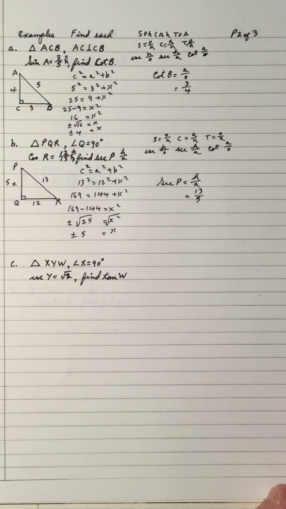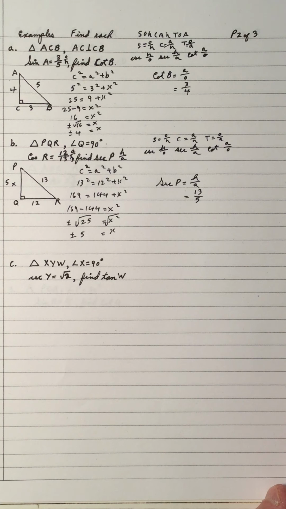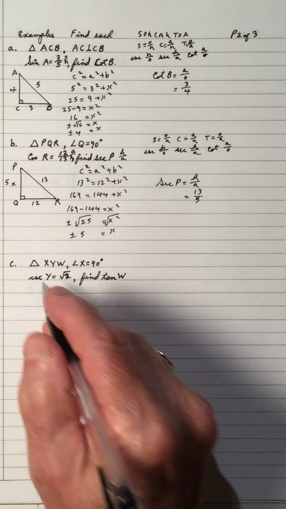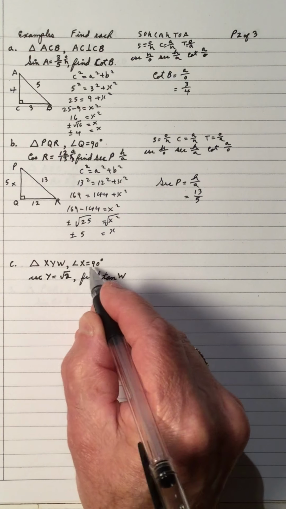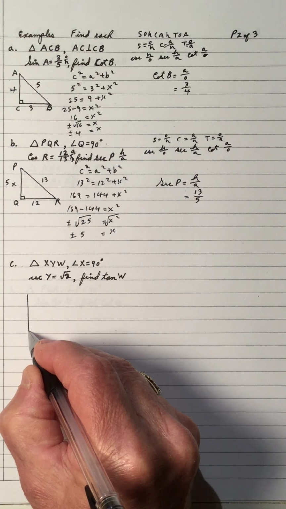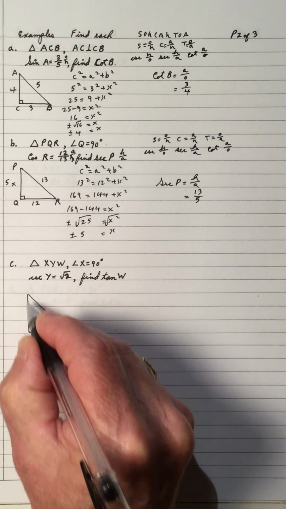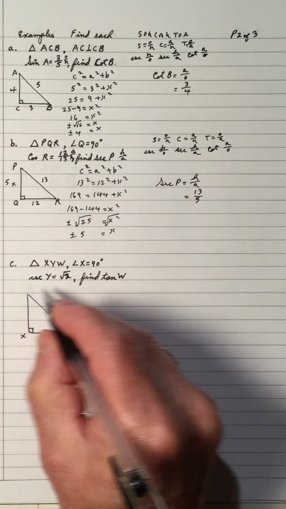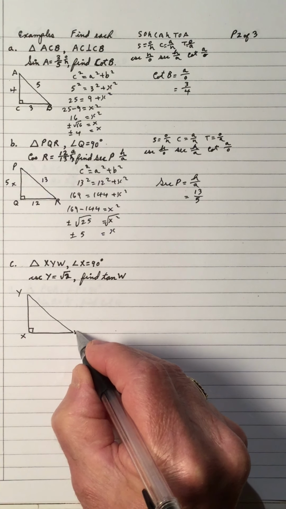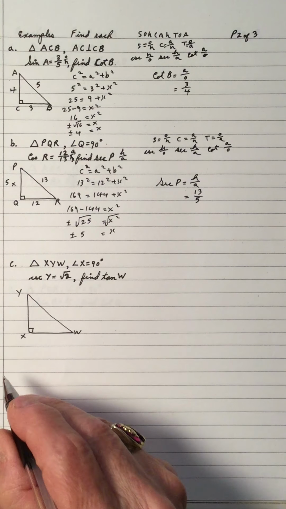And hopefully you can see the pattern that I'm establishing here. Let's do another one just to make sure. C, we got a triangle X, Y, W, and angle X. So the right angle is at X. Now I can put Y and W anywhere, Y here and W here, or Y there and W there, makes no difference.